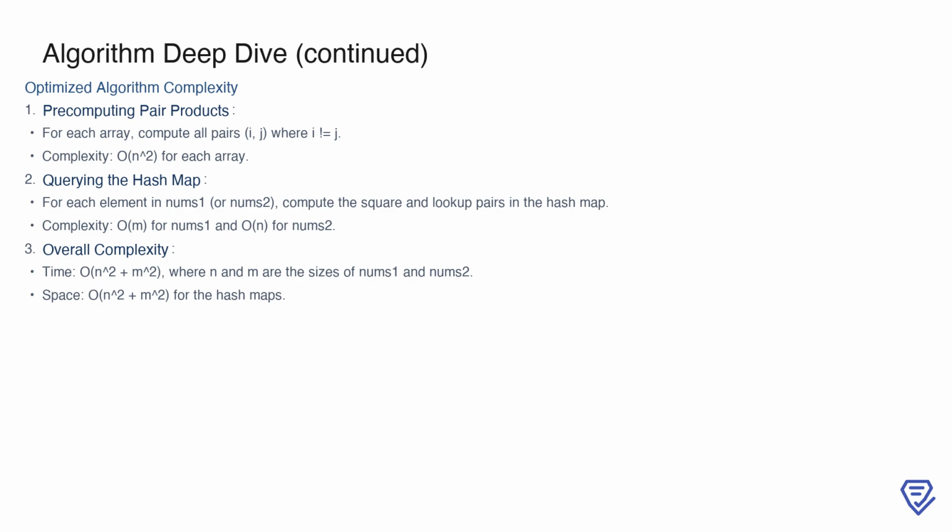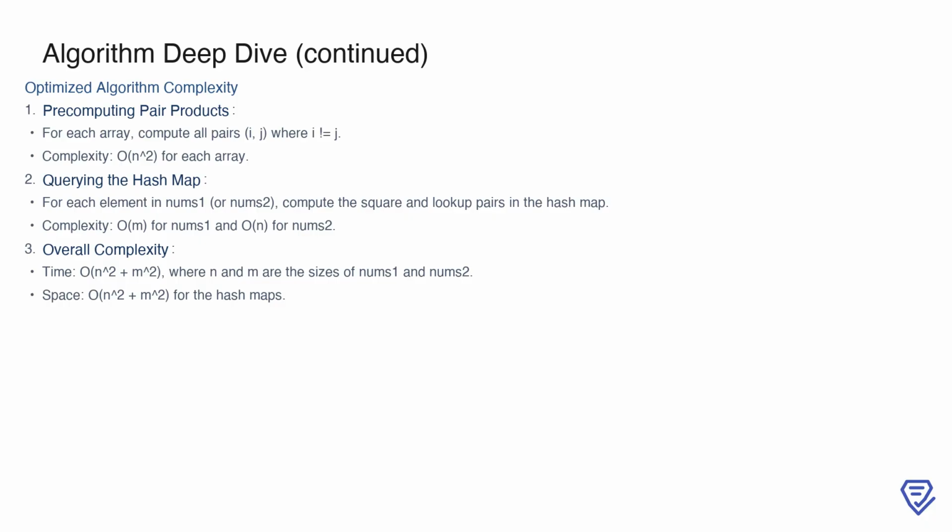Analyzing the complexity of this approach, the most computationally expensive step is the pre-computation of pair products for each array. This involves iterating through all pairs of indices, resulting in a time complexity of n squared for nums1 and m squared for nums2, where n and m are the sizes of the arrays.